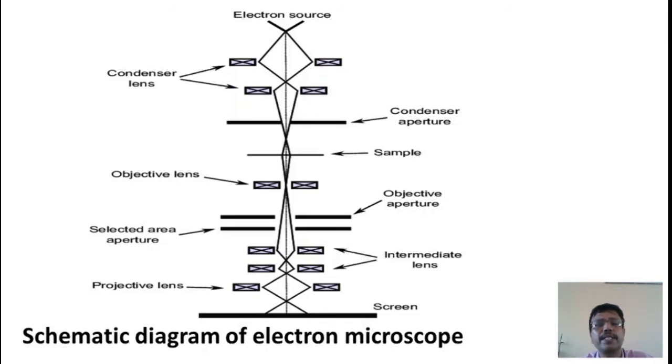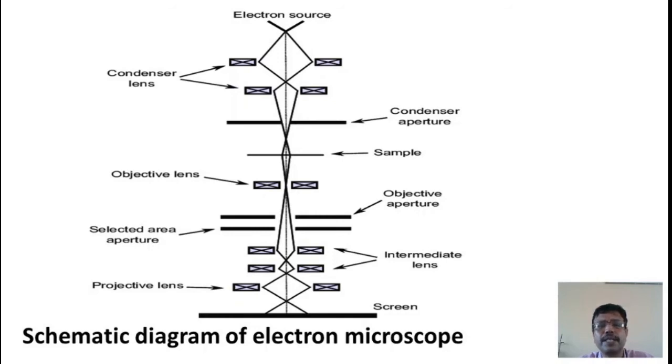Here magnetic lenses are used to focus the electron beam onto the specimen, and we get a magnified image of the specimen. For that, three magnetic lenses are used: the magnetic condenser lens, the magnetic objective lens, and the magnetic projective lens. Now the specimen is placed after the magnetic condenser lens. That means the function of the magnetic condenser lens is to focus the electron beam onto the specimen.